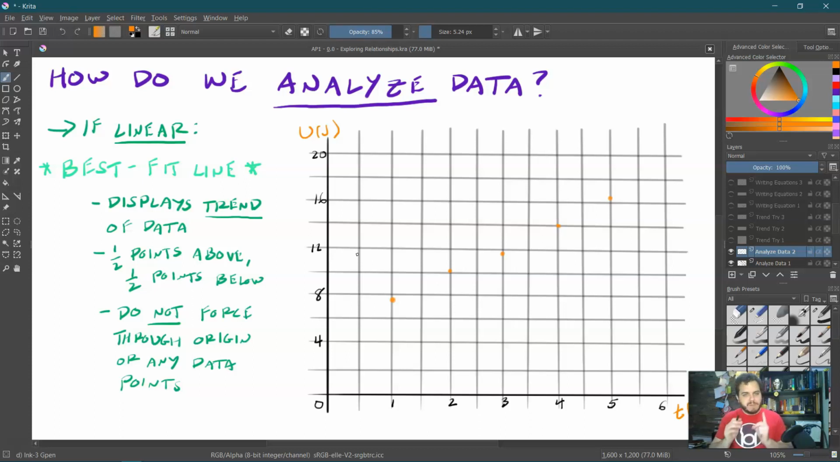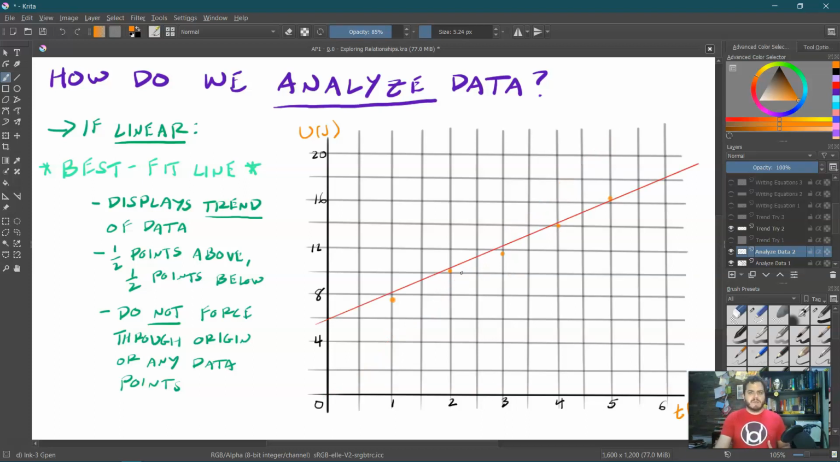However, we need to be real careful. Do not force it through the origin, your 0 point, or any of the specific data points. For instance, let's say you drew one straight line right there. This goes through the origin, but this is clearly not following the trend of the data. It is horribly skewed because the origin is nowhere near this trend. So let's get rid of that one. Let's try another one. Now this is closer, and in fact, I would say this is pretty close to acceptable.